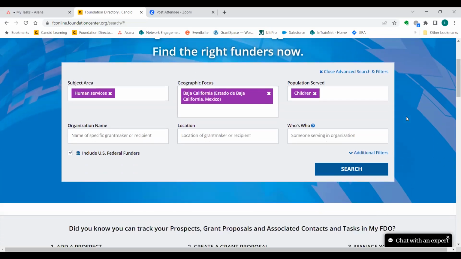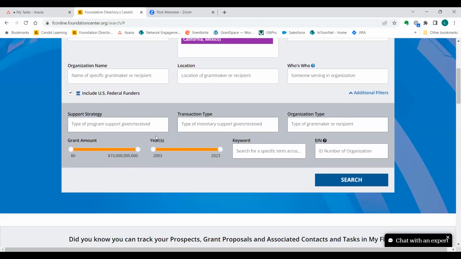Now, one other filter I like to use, if you click here on additional filters, you'll see this year timeline. There's information in the database that goes back to 2003. So I usually like to narrow that a little bit. So let's say we move this and we look at maybe the last 10 years or so. You can do, let's say 2013 to 2023.